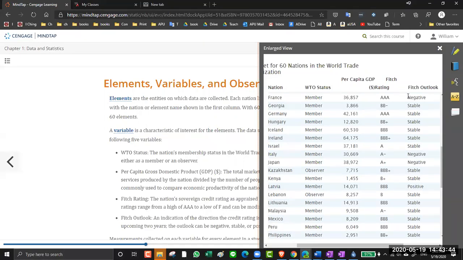Okay, so in a data set, usually the elements are the rows, or the rows are the elements. Okay, is this clear? And the columns are the variables. Okay, is this clear?